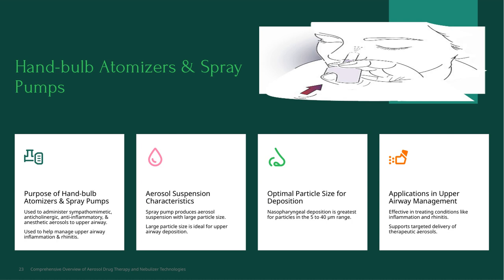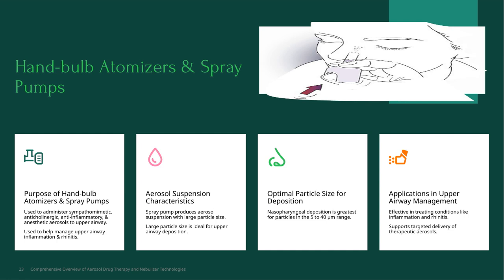This is actually an advantage because larger particles, specifically in the range of 5 to 40 micrometers, are ideal for depositing in the upper airway and nasopharyngeal regions. Understanding the particle size is crucial here. Particles within this size range maximize deposition in the upper airway, making treatments more effective. This is especially important for conditions like inflammation and rhinitis, where localized delivery can significantly improve patient outcomes.